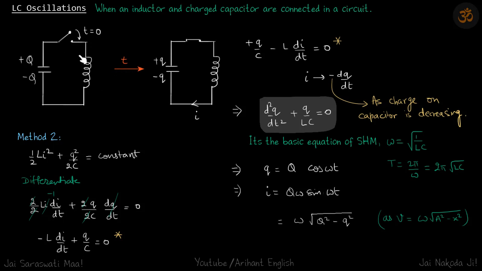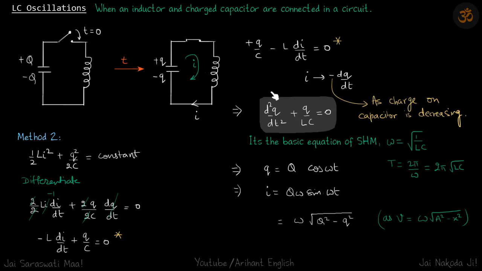So clearly the capacitor will start to discharge through the coil. So let us say after time t, the charge left on this plate is plus q, and obviously the charge left here will be minus q, and a current I is flowing through it. Now by KVL, let's write the equation. Starting from here, plus q by C, and because we are going in this direction, minus L di by dt is equal to 0.